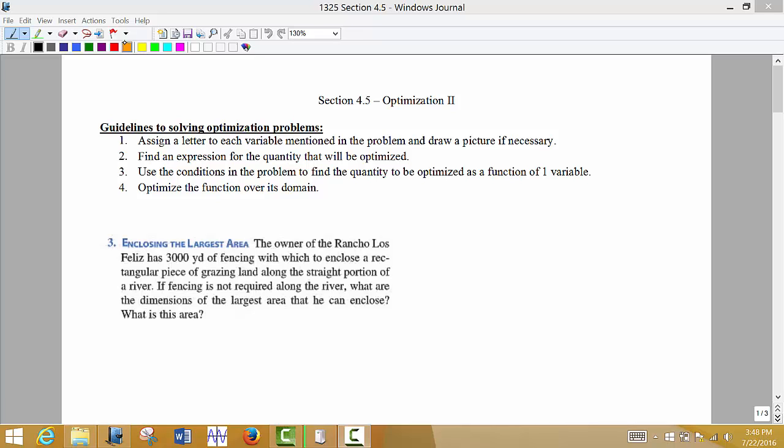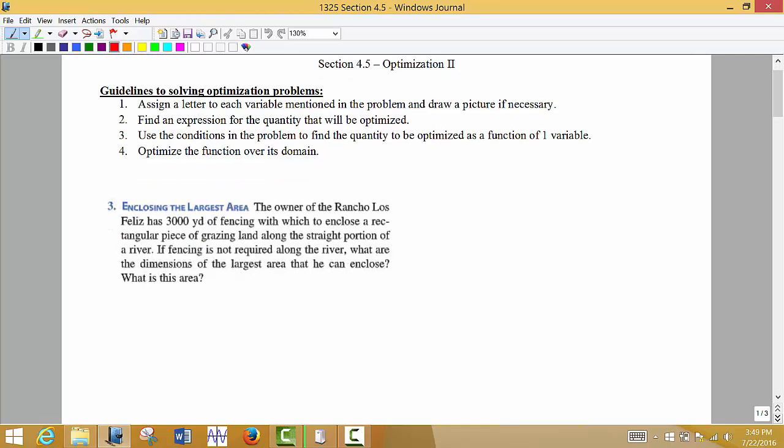We're going to find an expression for the quantity that we want to optimize. So we want to maximize or minimize, in other words. And we're going to use the conditions in the problem to write the equation that we want to maximize in terms of only one variable. So that's going to be a significant part of the problem. Then we're going to optimize the function over its domain.